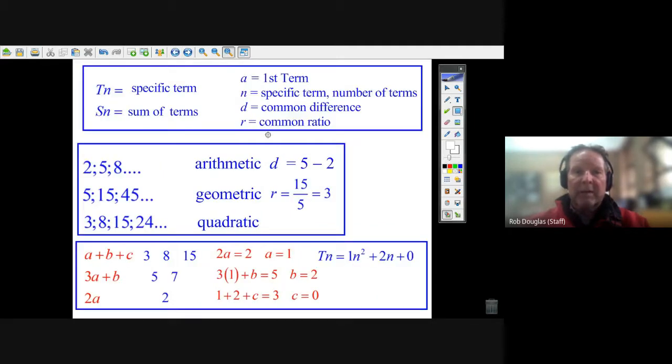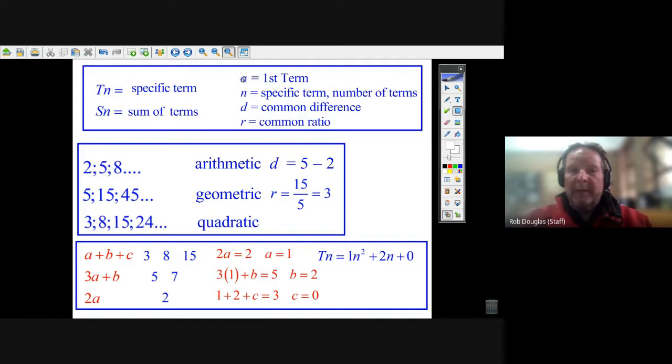So let's start here. When you're looking at your formula sheet, and you see Tn, that means you're looking for a specific term, like the third term, the fourth term. There's the third term, there's the second term. The 50th term would be 50 numbers along. That's what n stands for. Sn means you're adding up the terms, 2 plus 5 plus 8. You have to know that.